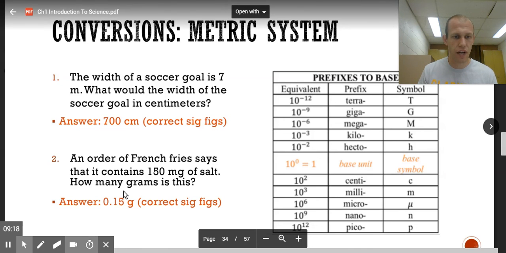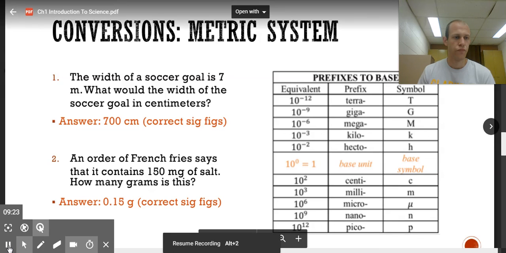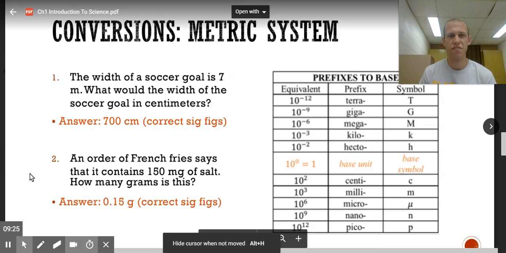Here we have French fries, and it contains 150 milligrams of salt. How many grams is this? And actually, I think we're going to save this for another video just because I'm running out of time.